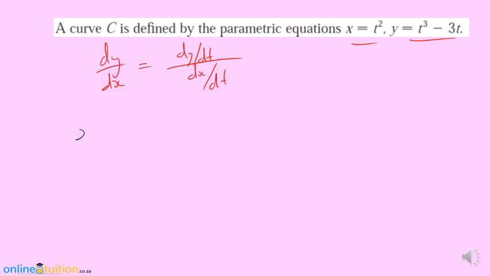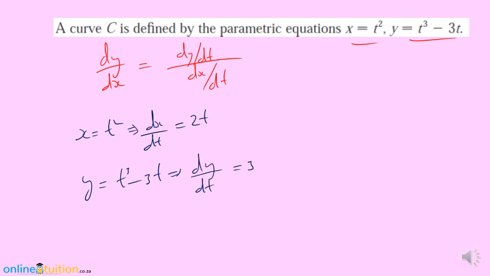So if x is equal to t squared, then dx/dt is 2t. If y is equal to t cubed minus 3t, then dy/dt is 3t squared minus 3. And you just put that into the formula. dy/dt is 3t squared minus 3, and dx/dt is 2t, and that's your answer. Sorted out. Perfect. Beautiful. Simple.